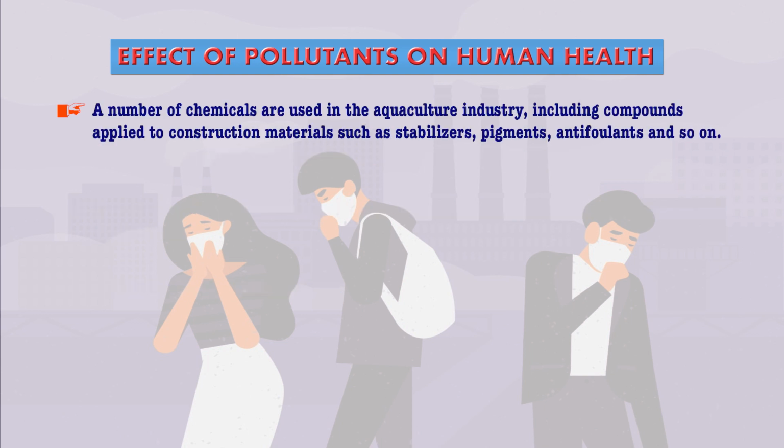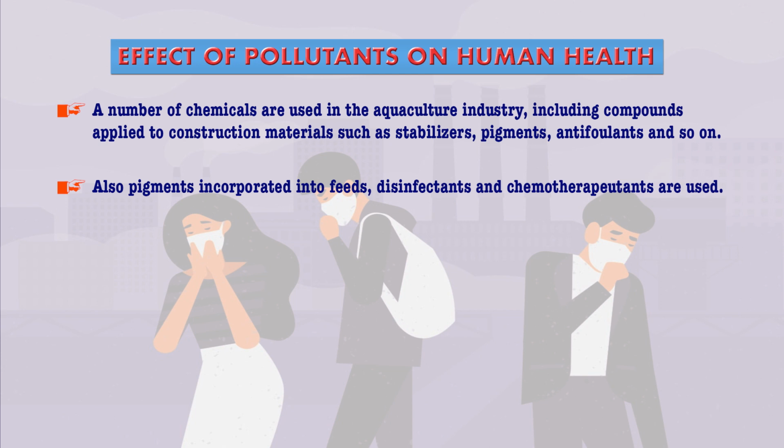A number of chemicals are used in the aquaculture industry in addition to the pesticides or the fertilizer. That includes certain materials which come from construction material, like stabilizers. There could be certain pigments which are used, and also certain antifoulants which are added to the water.